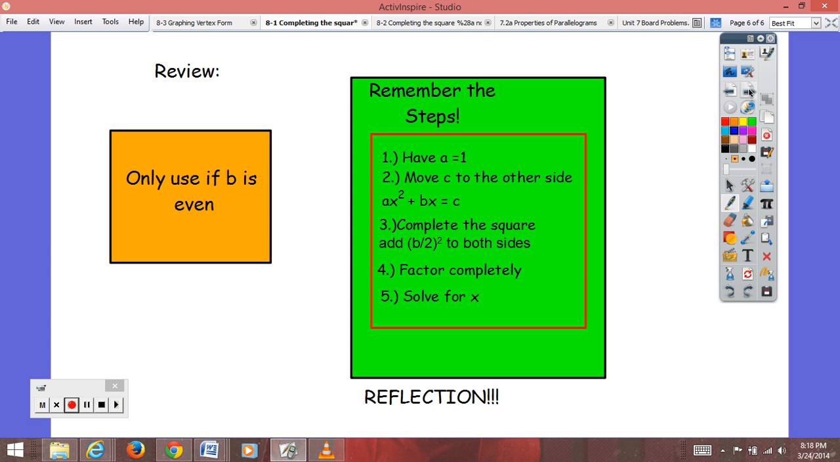Okay, so to review, we can only use completing the square if b is an even number. So if our b is odd, we can't use completing the square. And then remember your steps. a needs to equal 1. Move c to the other side, so we have ax squared plus bx equals c. Complete the square by adding b divided by 2 squared to both sides. Make sure you divide b by 2 before you square it. Then factor that left side completely. Solve for x and you should get 2 answers.